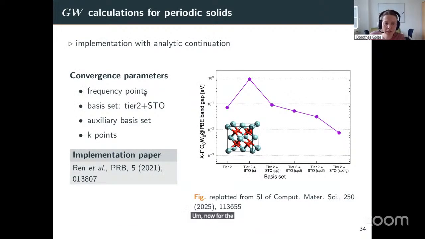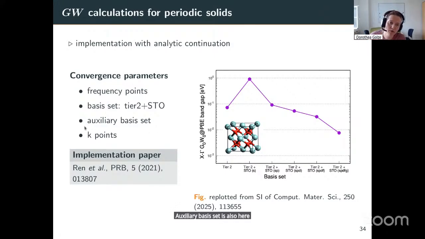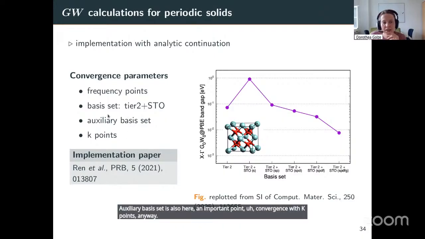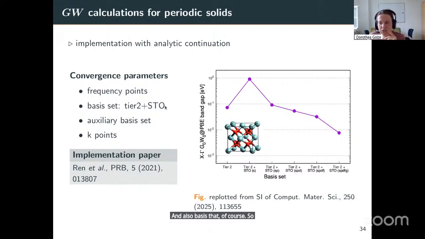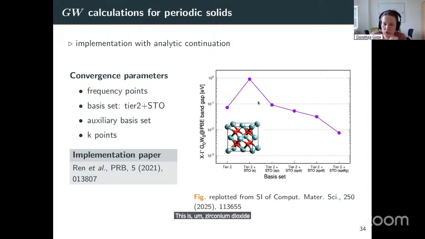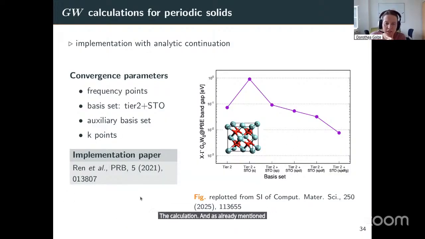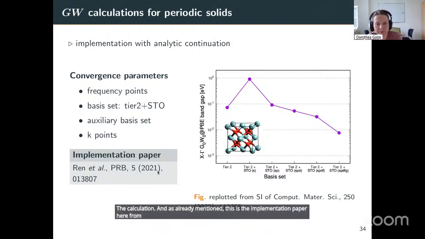Now for the periodic solids, it's the same story. So you have to check how many frequency points you use. Auxiliary basis set is also here an important point, convergence with k-points anyway. And also basis set, of course. So here an extrapolation with correlation consistent Gaussians wouldn't be feasible or in any case practical. So what we do here is usually using a tier 2 NAO basis and then adding STOs. This is zirconium dioxide, and you see here, if you progressively add more STOs, how you then basically start to converge the calculation. And as already mentioned, this is the implementation paper here from 2021.